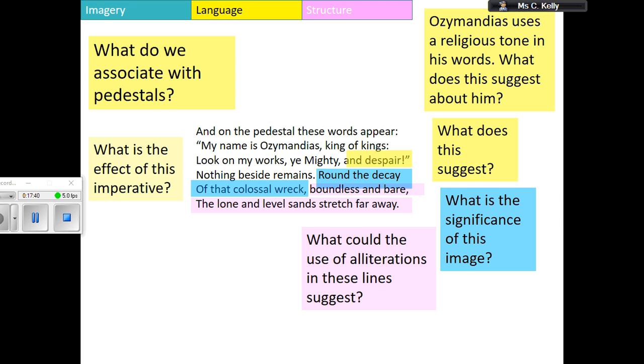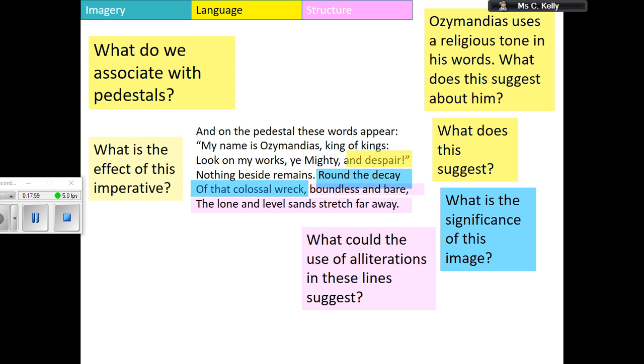What's the effect of this imperative? So when he says, look upon my works, ye mighty, and despair. An imperative is a sentence that tells someone what to do. So what's the effect of the fact that this is a sentence that tells people what to do?